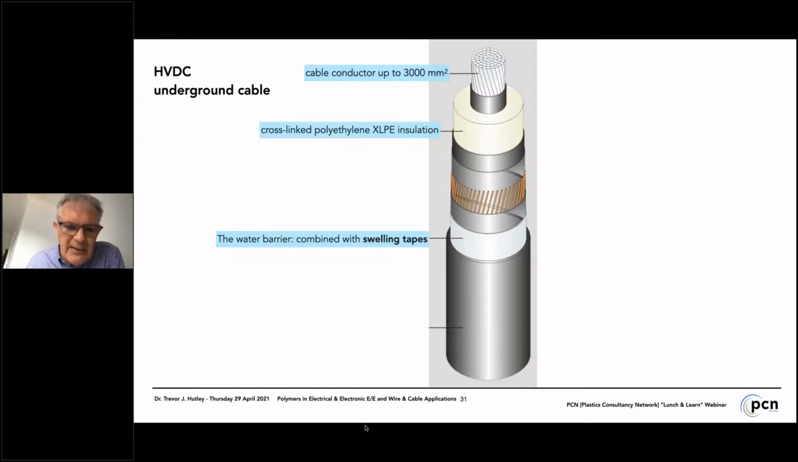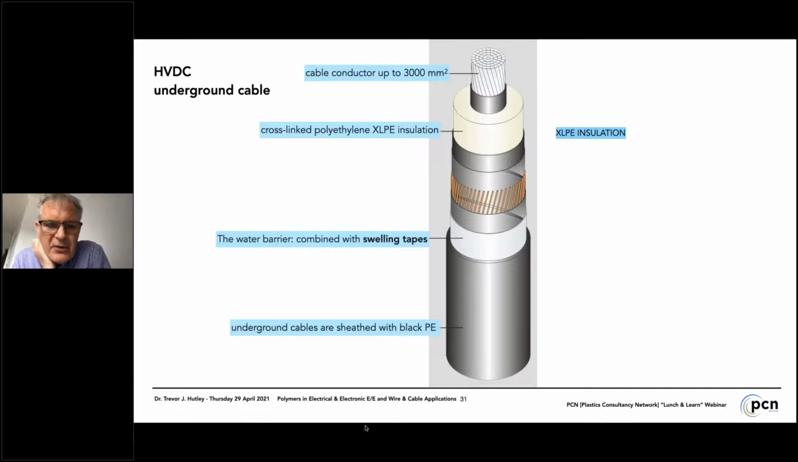We often have here a water barrier combined with swelling tapes, which we'll come to in just a moment. And then finally, a sheath of black polyethylene to protect the underground cable. Now, the cross-linked polyethylene insulation, it's a recent invention. It sounds like the quality of cross-linked polyethylene that's required, the purity that's required, is a recent invention.